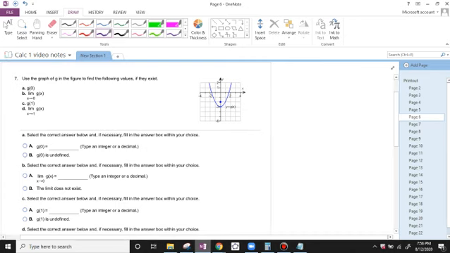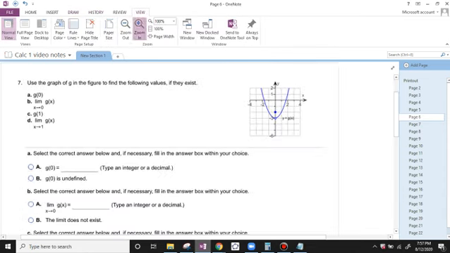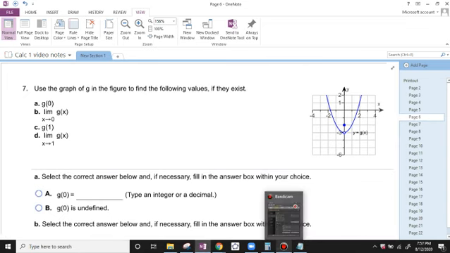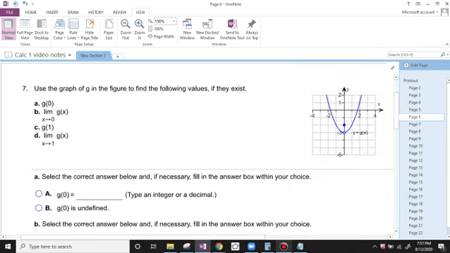Another one. Let's see what this one says. Make this a little bigger. Use the graph of g in the figure to find the following values. g of 0, here's g, the blue dot for 0 is -2.